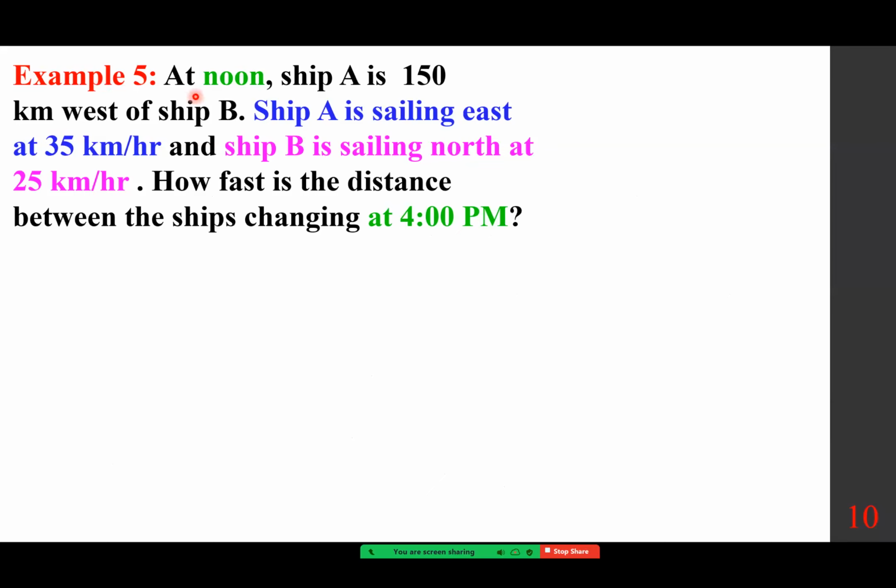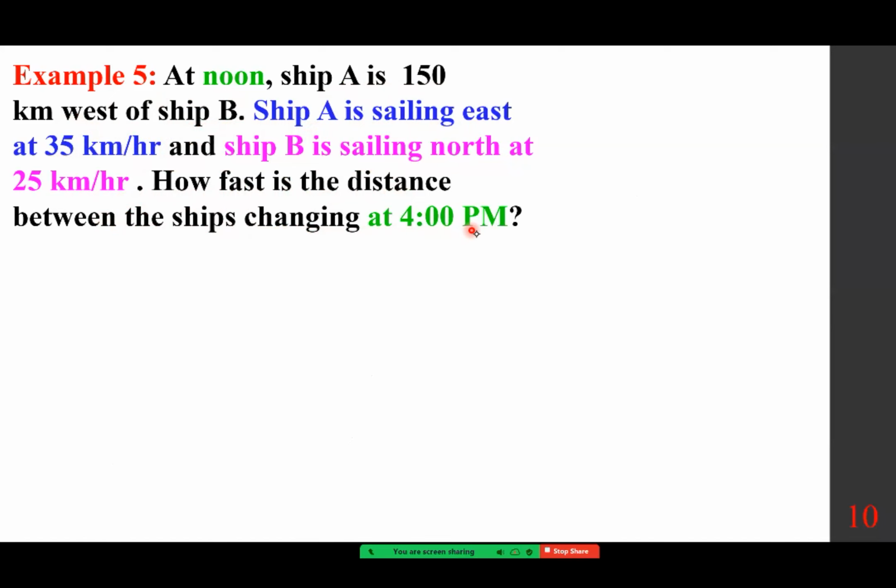At noon, ship A is 150 kilometers west of ship B. Ship A is sailing east at 35 kilometers per hour, and ship B is sailing north at 25 kilometers per hour. How fast is the distance between the ships changing at 4 p.m.?